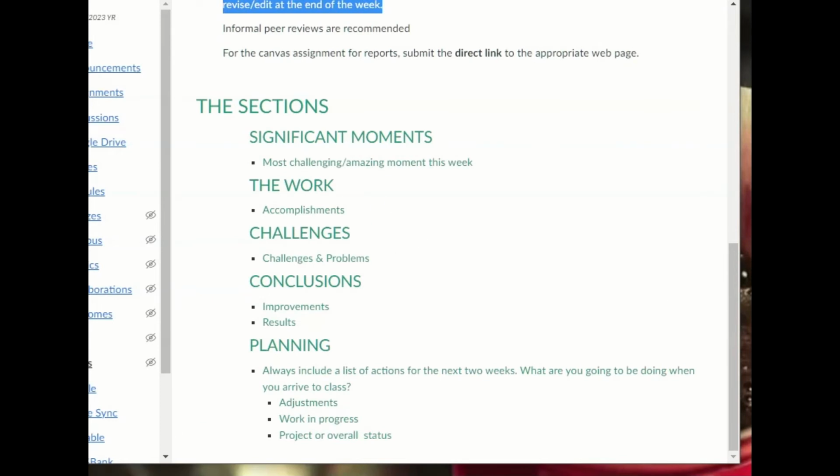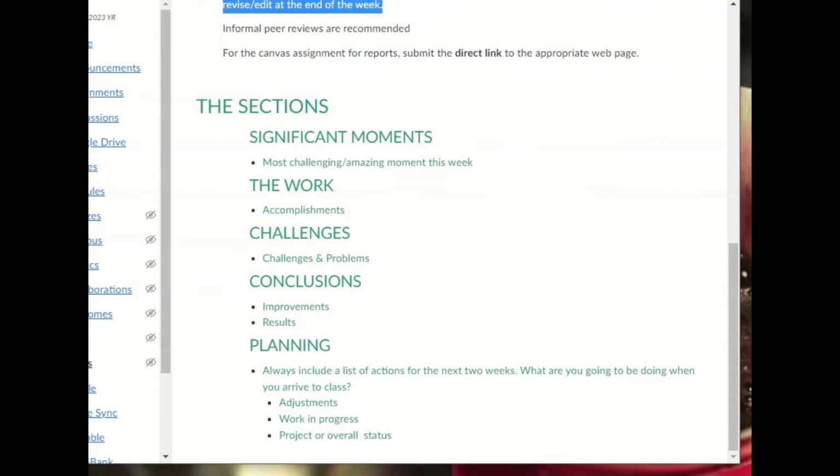This is what every report is going to include. Go ahead and set headings for all of these. Significant moments: what was the most challenging or amazing moment this week? I would like you to discuss either the things that were epic failures or the things that were amazing successes, so that you're capitalizing on those big moments.